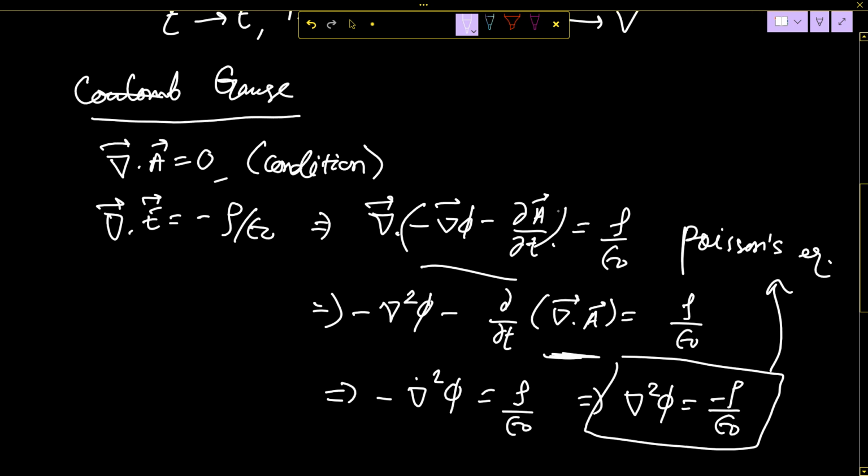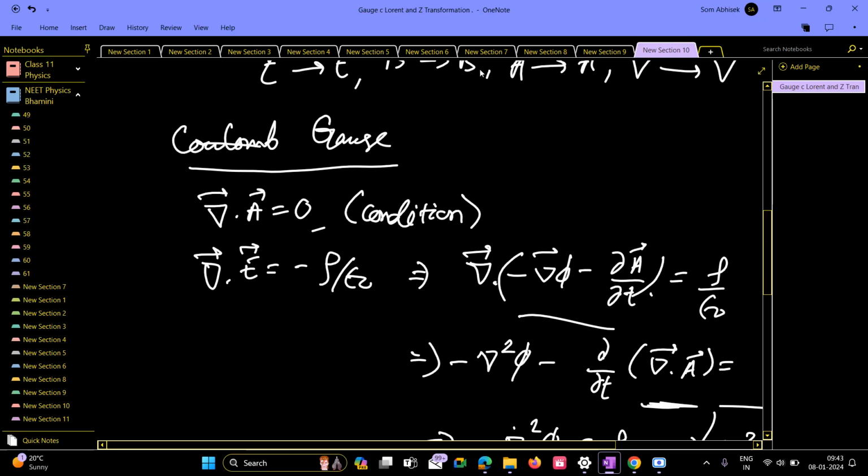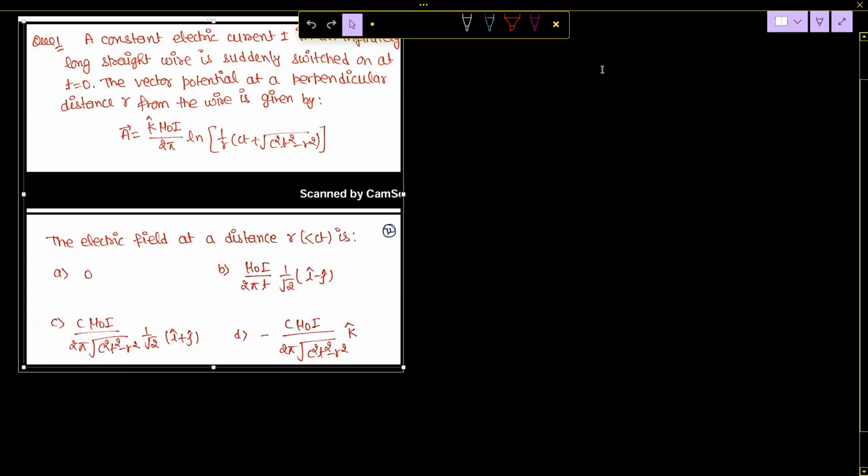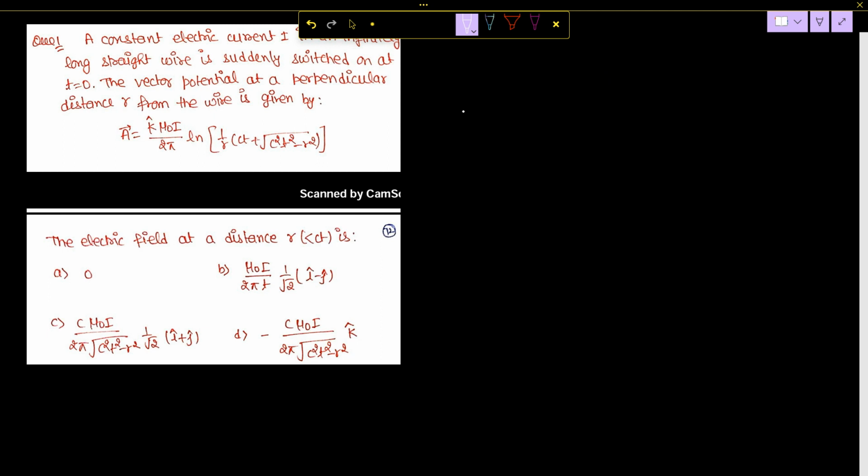Let's do a question. Okay. This is the question right here. Question right here. It says what? The constant electric current I.